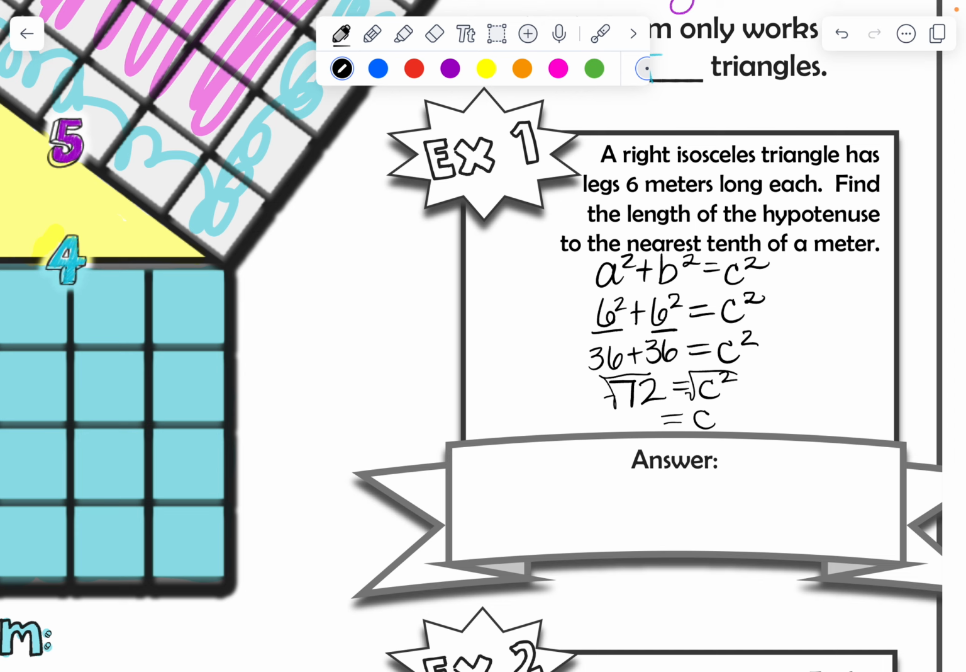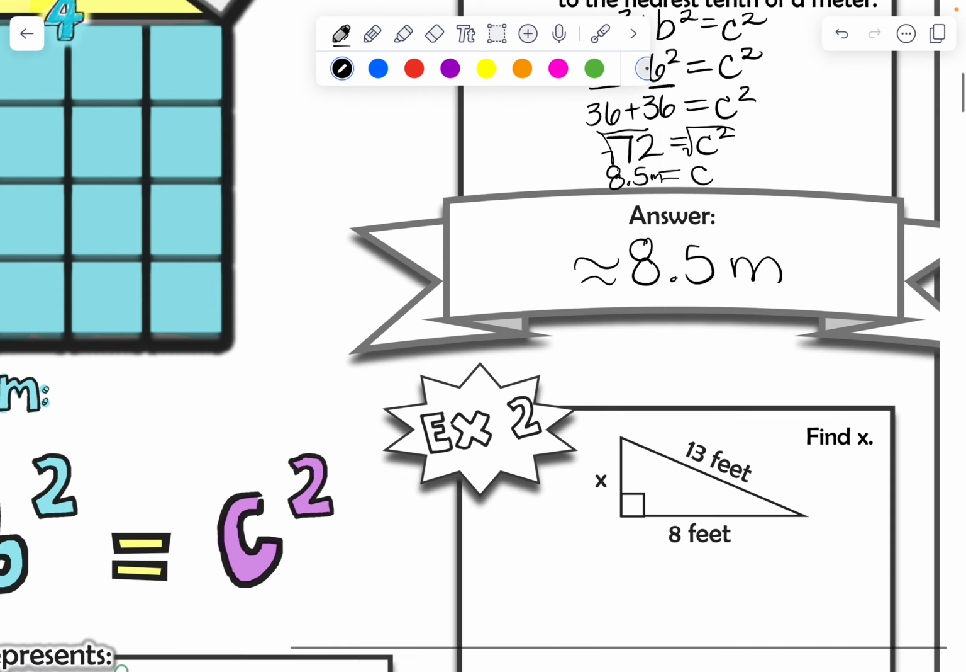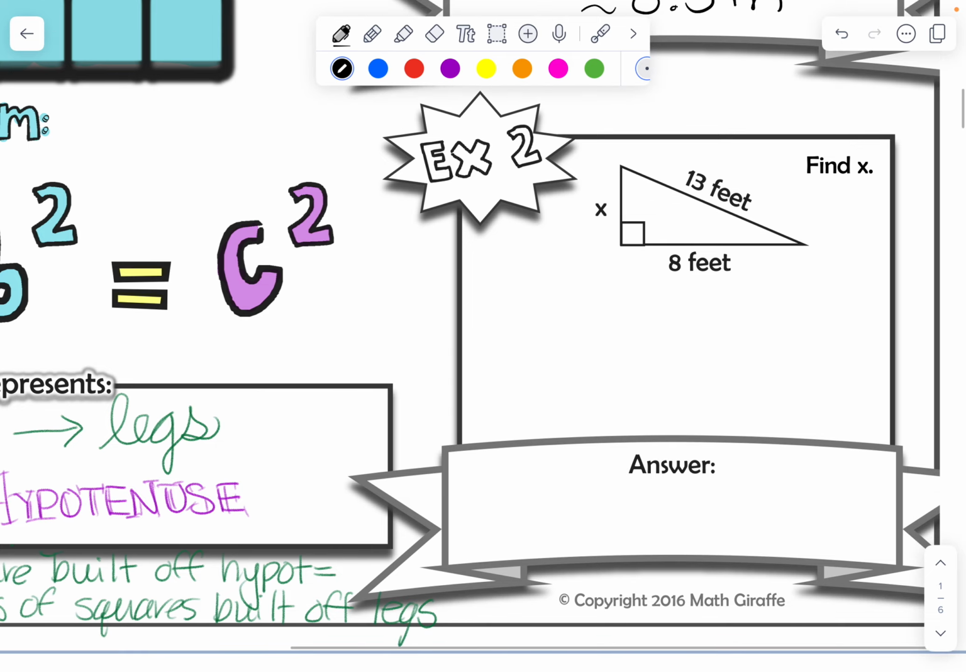Here's another example. In this example, we're actually given the hypotenuse and one of the legs. So I'm going to start with a squared plus b squared equals c squared. And then we can plug in what we know. So in this case, my hypotenuse is 13. So that has to be plugged in for c. As far as the legs go, they're interchangeable. So 8 has to go in for either a or b. It doesn't matter where.